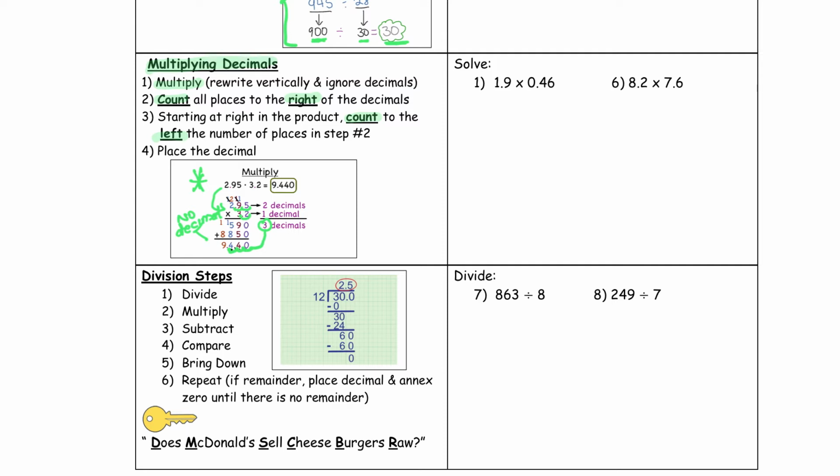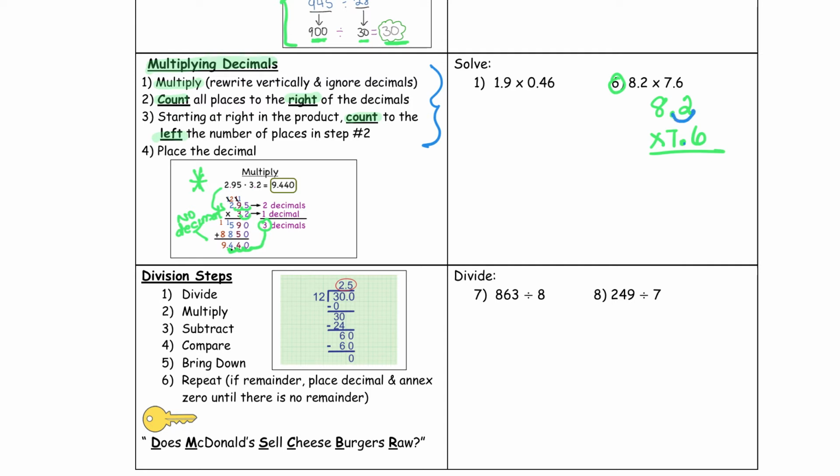Let's take a look at question number 6 and do this one. So the first thing you want to do is set it up: 8.2 times 7.6. So first thing you do is you set it up. And you can always refer back to the directions over here. Very important. So now the next thing I'm going to do is I'm going to scoop.